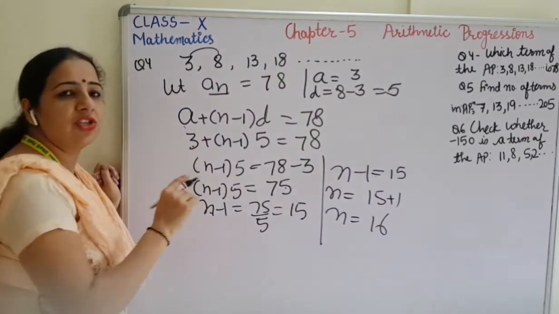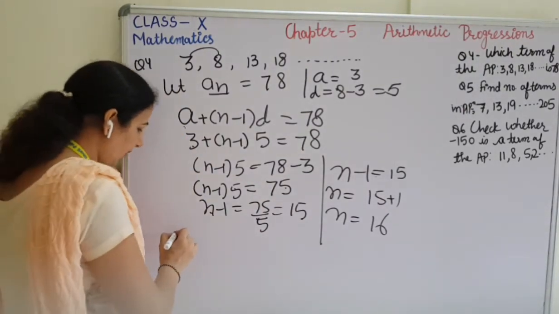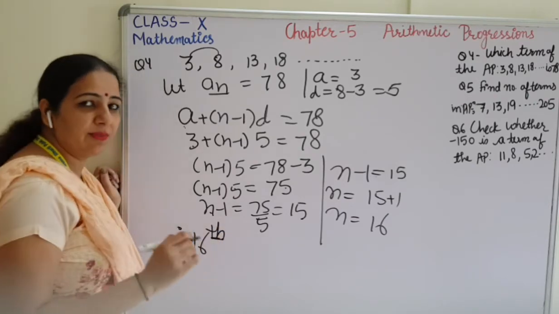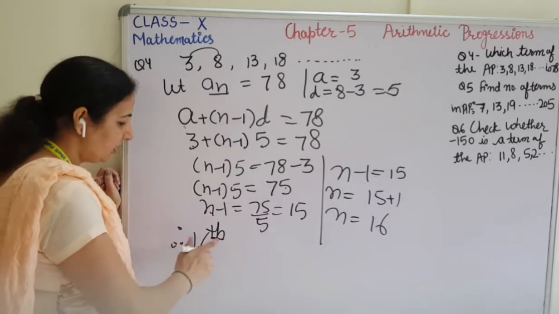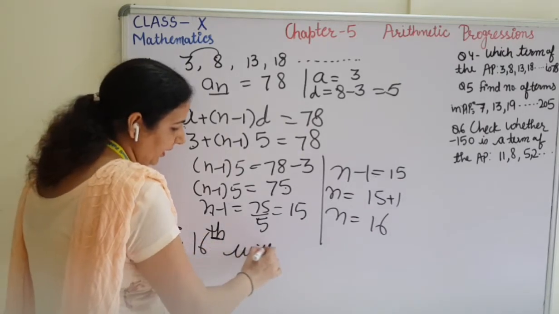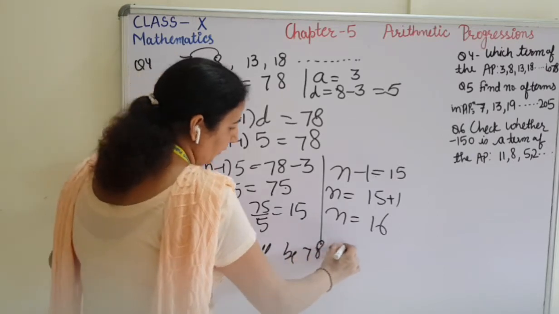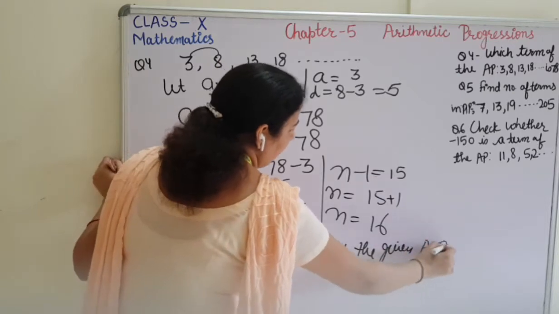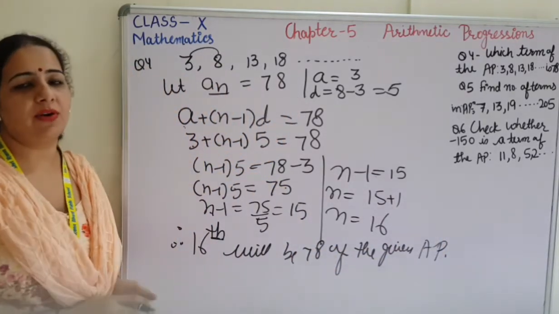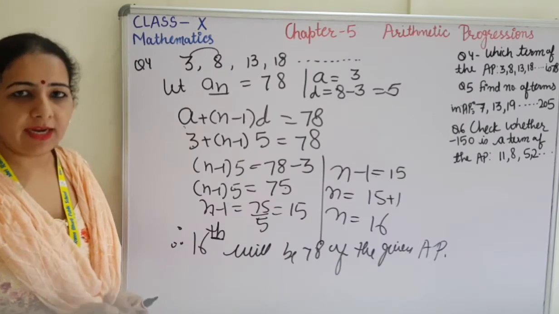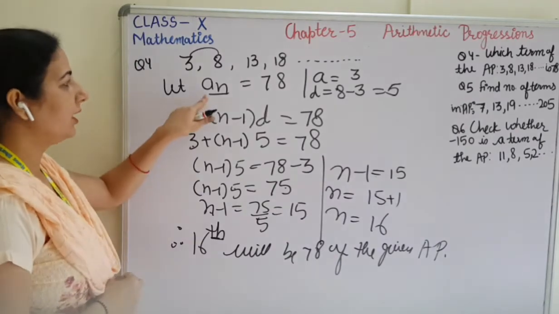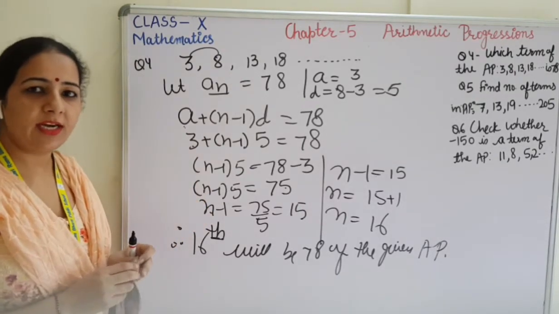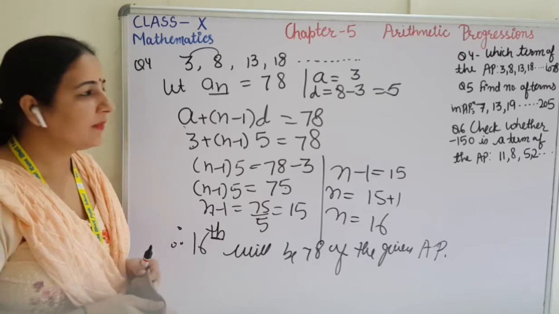Now your answer, which term will be 78? So what we will write: therefore 16th term. Don't forget to add this th because this will represent the position. 16th term will be 78 of the given AP. So like this we can calculate which term will be positive, which term will be negative, and which term will be 0 by starting the answer with let an is equals to whatever they give in the question. Clear, students? So this is question number 4.